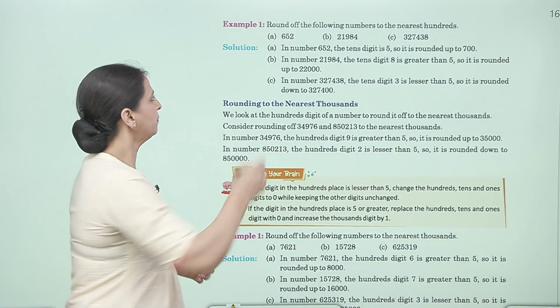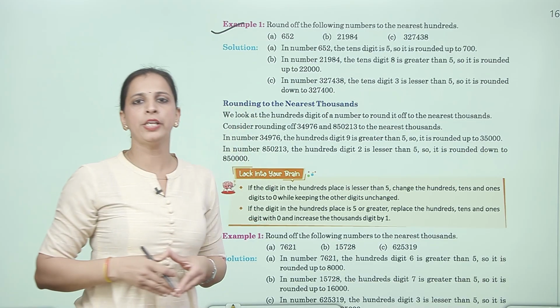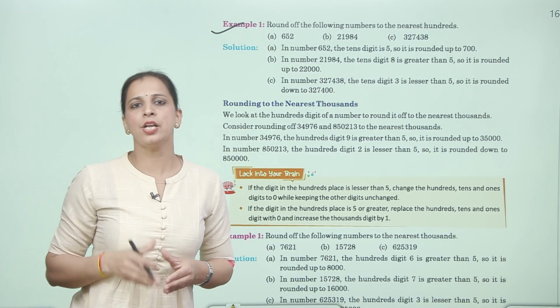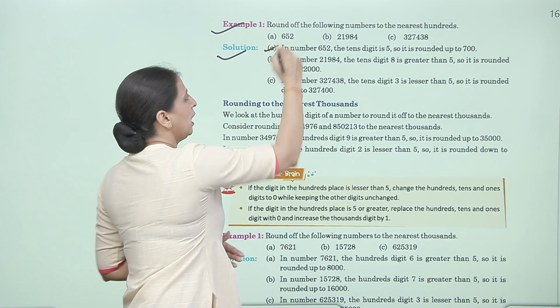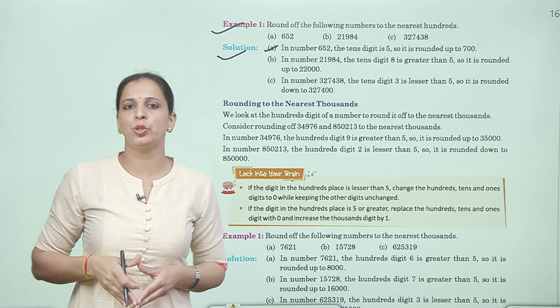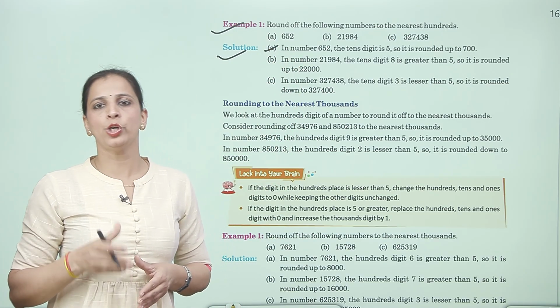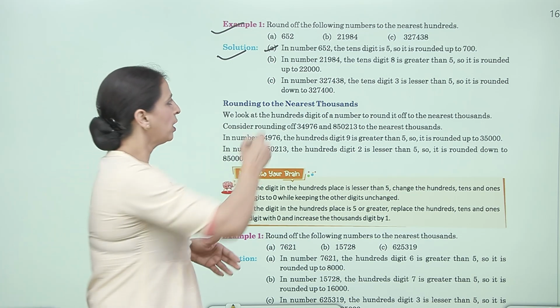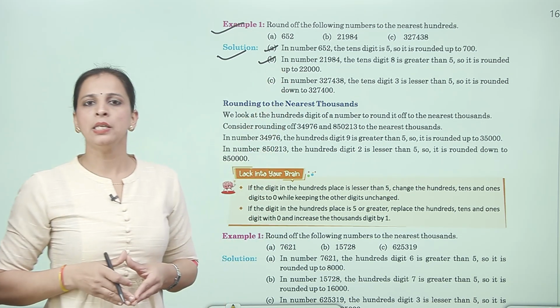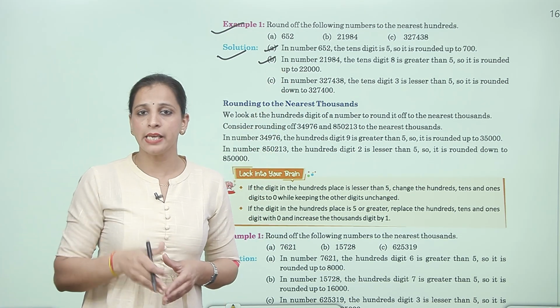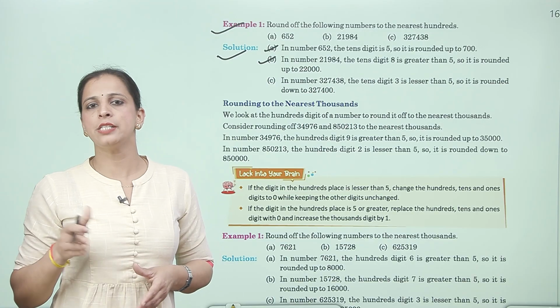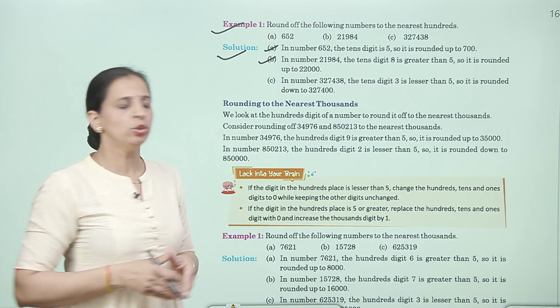Now, example 1. Round off the following numbers to the nearest hundreds. A. 652. Solution. In number 652, the tens digit is 5, so it is rounded up to 700. B. In number 21984, the tens digit 8 is greater than 5, so it is rounded up to 22,000.